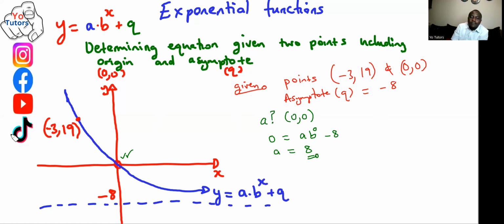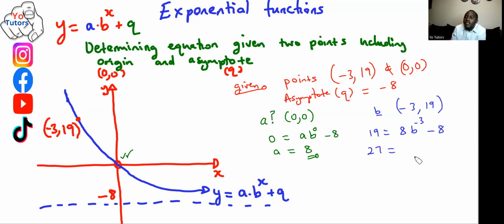Now let's look for B. When you look for B now, we are substituting -3 and 19. That's what we are replacing there. So what are we going to do now? We're going to take our original equation. Now we have got 8 as our A, so we have our A now. So we're going to say 19 is equal to our A is 8, then B to the power of our X is -3, then -8.